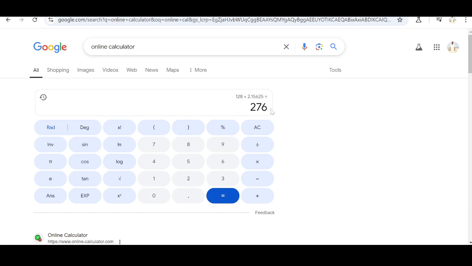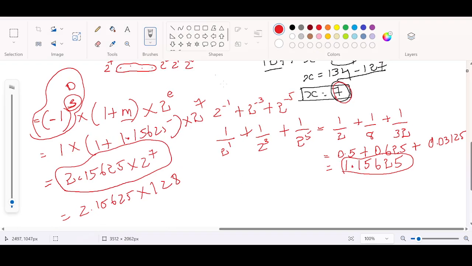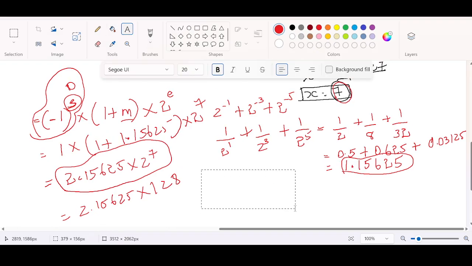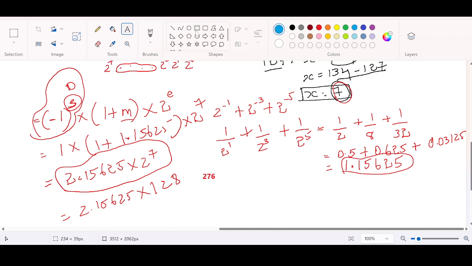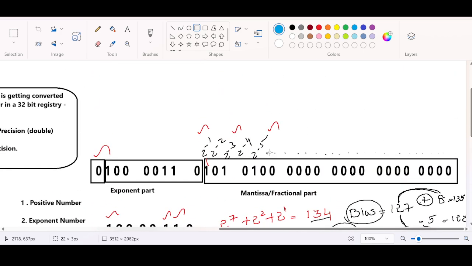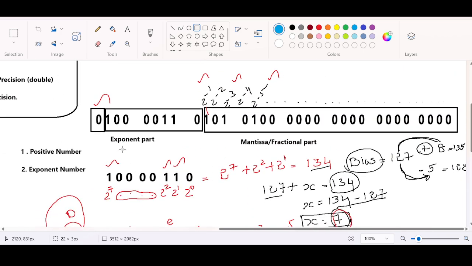$276. So this is the equivalent binary number. Okay. This is the equivalent binary number. Okay. So do we need to remember all these things? This is not necessary for you to practice or do anything. You just understand what the IEEE is. That's it. Converting from decimal to binary, and from binary to decimal by using IEEE 754. So we need to understand that.